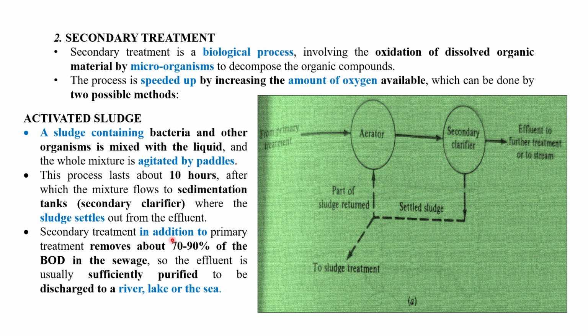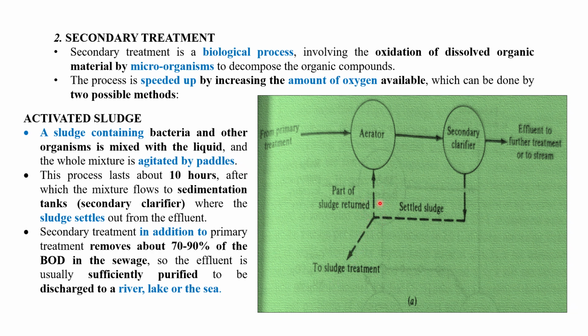Secondary treatment, in addition to the primary treatment, removes about 70 to 90% of the biological oxygen demand or biochemical oxygen demand in the sewage. So the effluent is usually sufficiently purified to be discharged into a river, lake or the sea. Whatever sludge settles at the bottom of the secondary clarifier is sent to the sludge treatment plant, right?